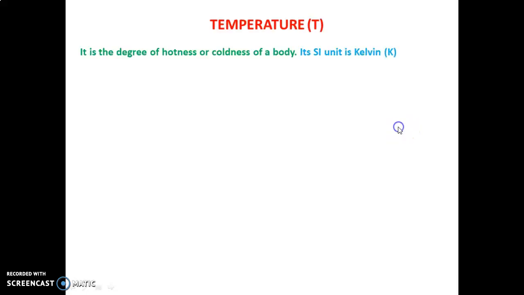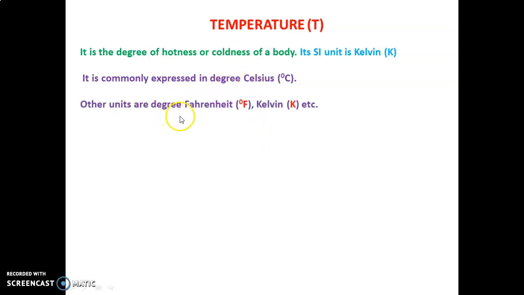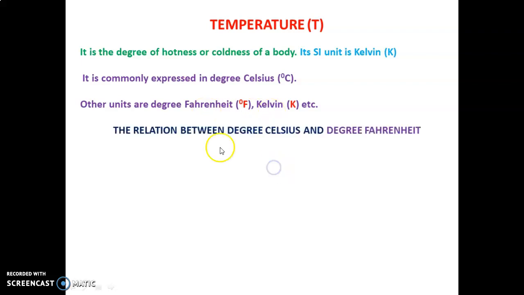In the last video, we discussed the density of a material and the temperature of a material. What is temperature? It's the degree of hotness or coldness of a body. The unit is Kelvin. Other units are generally expressed as degree Celsius, degree Fahrenheit, Kelvin, etc.